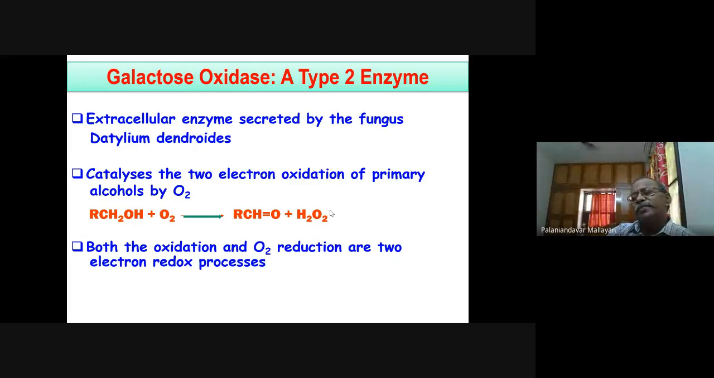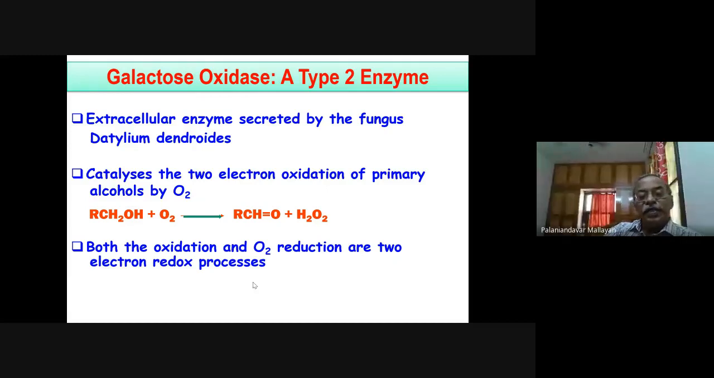So these enzymes are called free radical enzymes. They contain one unpaired electron on copper, another one on the enzyme organic matrix itself. So these two can interact in several ways. Both the oxidation reaction and the reduction are two electron redox processes, right? I told you already in my last lecture that all enzymatic reactions involve pairs of electrons.